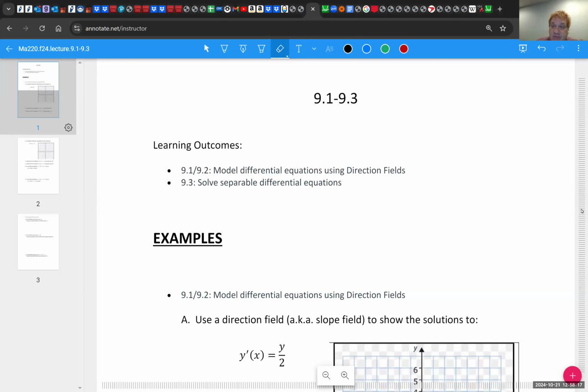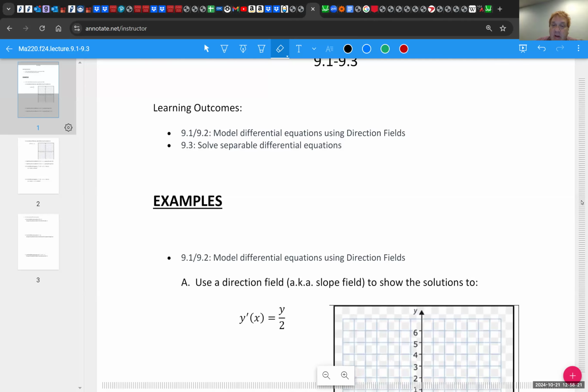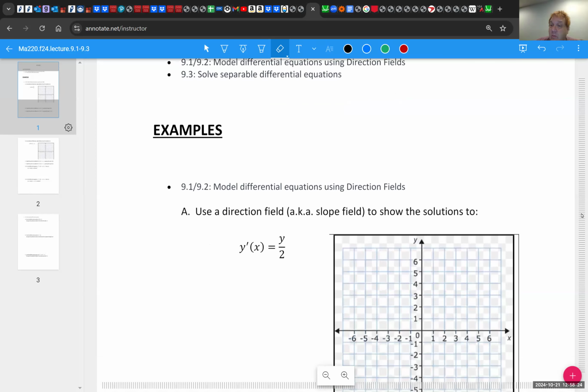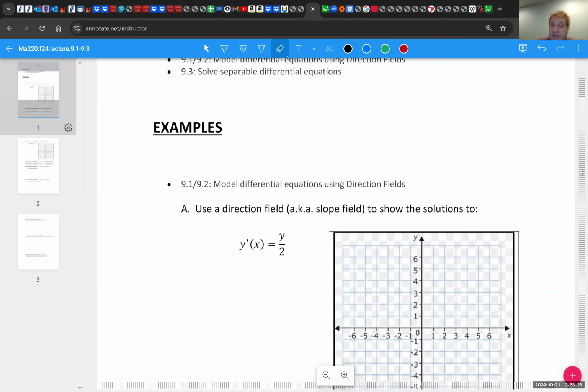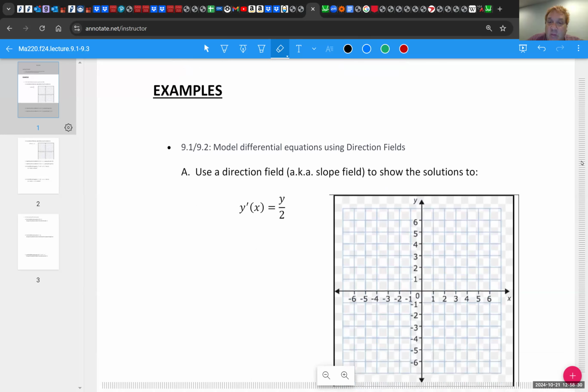So the first thing I'm going to be doing is letting you know that when you look up direction fields, sometimes they're called slope fields. There's not really a preference for one over the other. You'll see direction field as often as you see slope field, two different expressions meaning the exact same thing.